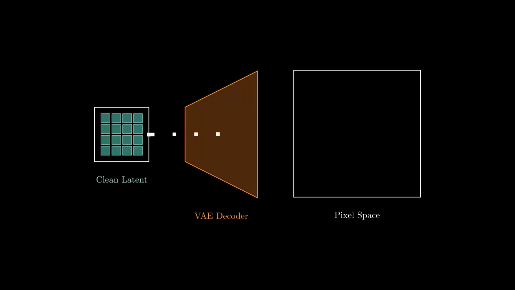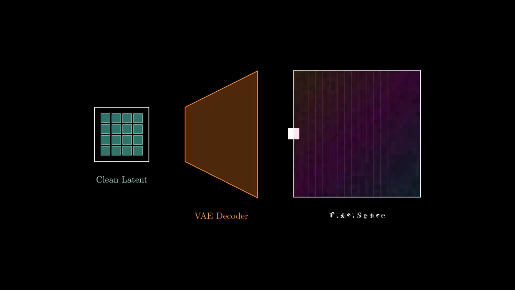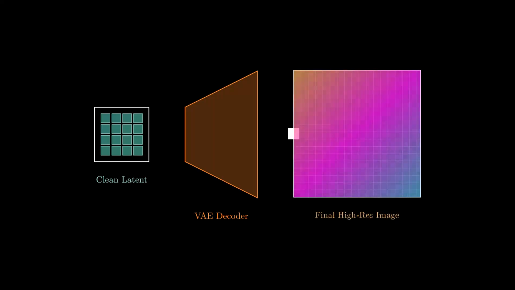Think of this step like unzipping a massive file or developing a film negative. The decoder takes the concentrated features from the latent space and projects them outwards, interpreting the semantic information to reconstruct the millions of individual pixels that make up our final, high-resolution image. In formal terms, we describe this as x equals d of z. The decoder, d, takes the latent, z, and maps it back to the pixel space, x. The journey from text prompt to visual reality is now complete.